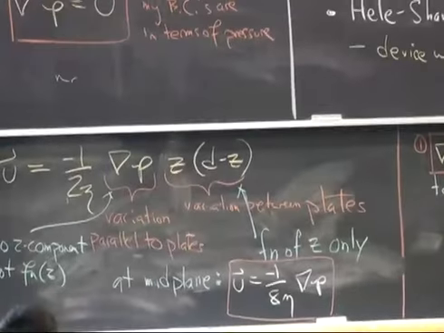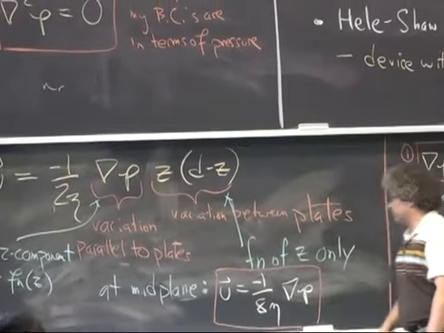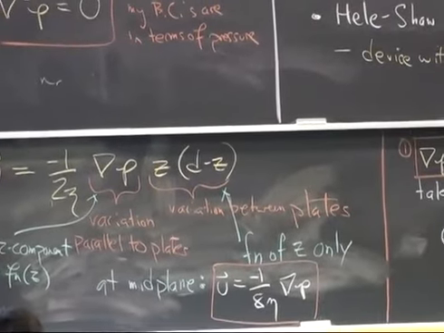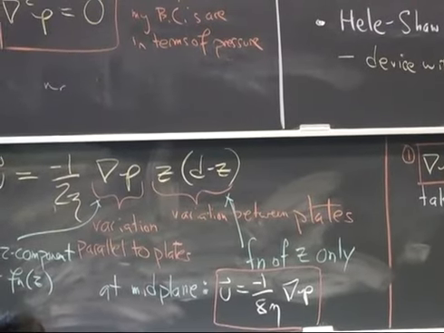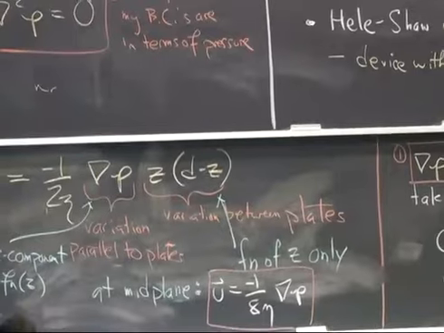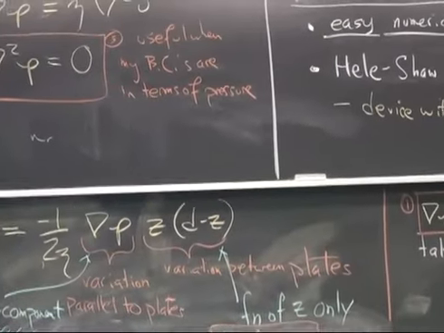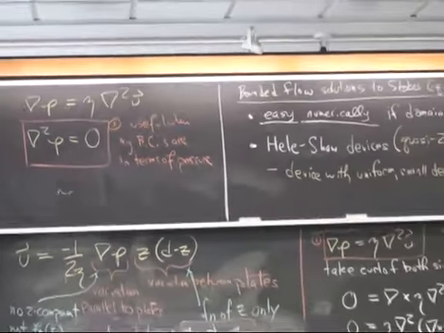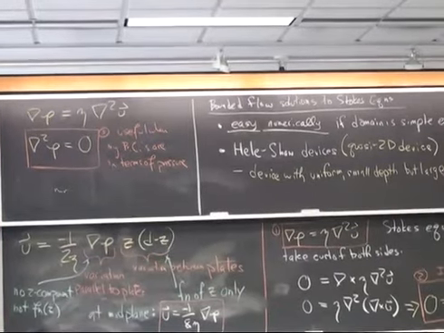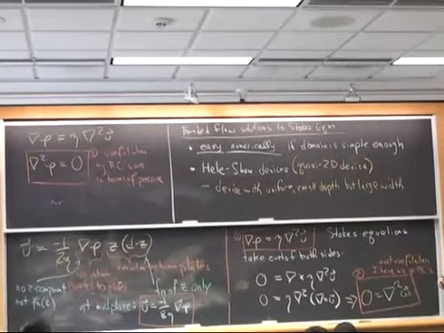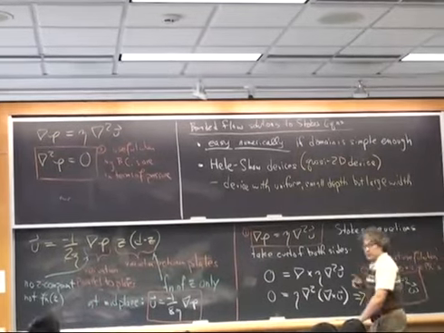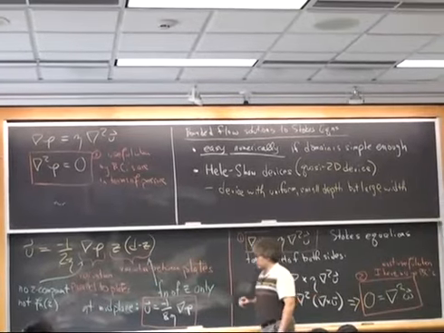And that's my expression for the velocity. Now, you may recall from potential flow that the definition of potential flow is the flow that everywhere is proportional to the gradient of a scalar. So we said in potential flow, if I could just get rid of the vorticity, that everywhere the flow is proportional to the gradient of a scalar.